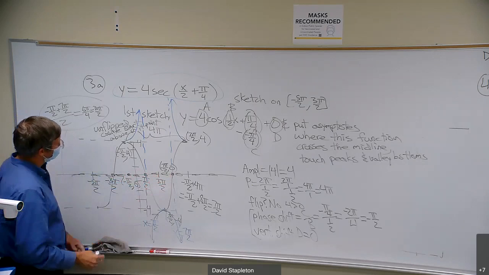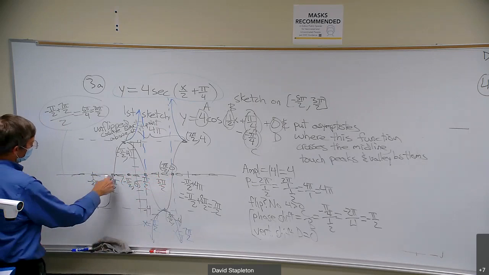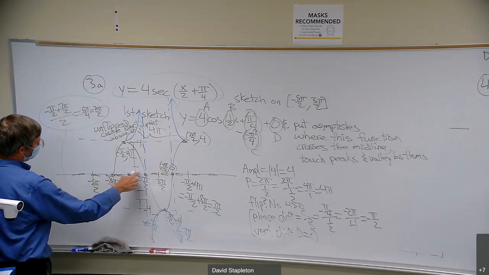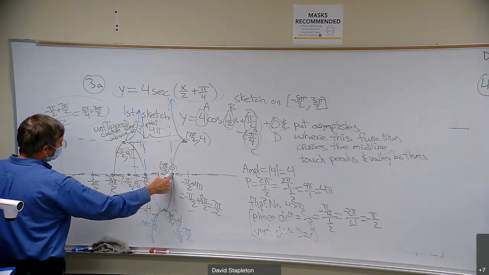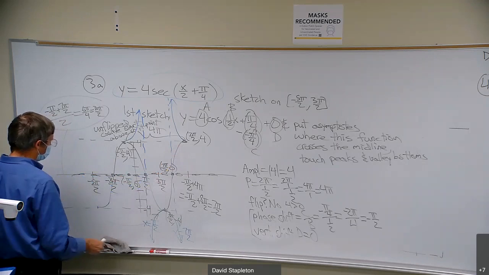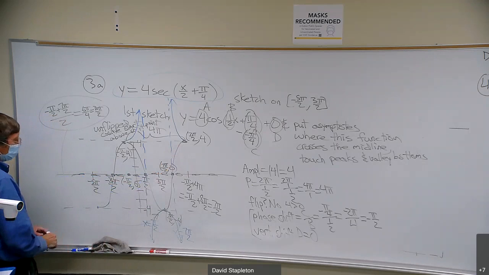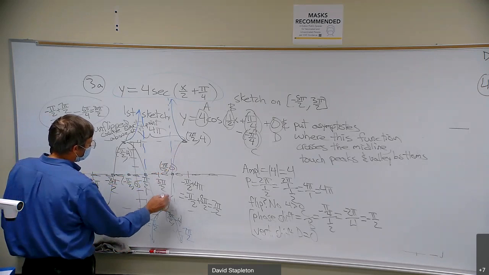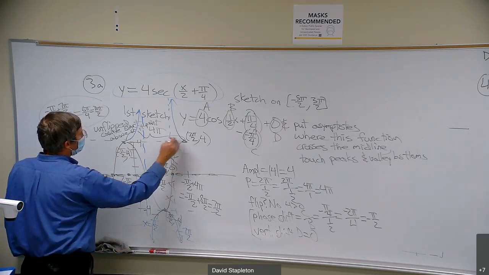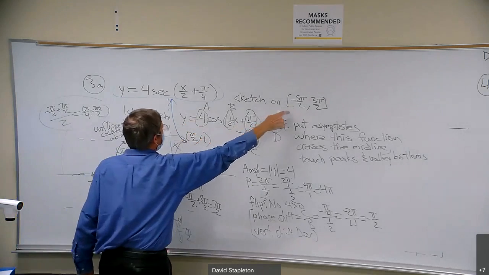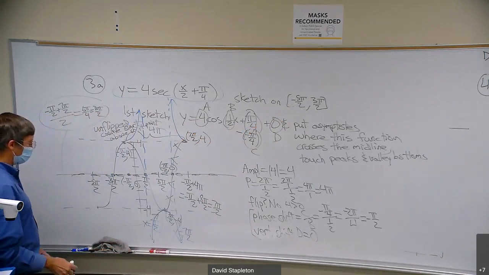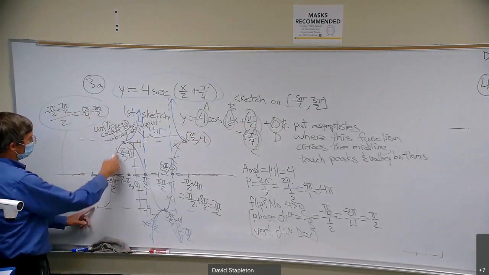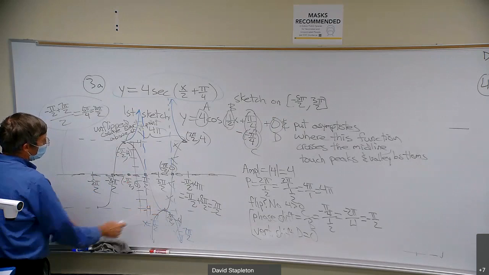It's just the same increment from the midline to the maximum, to the midline, to the minimum, to the midline, to the maximum, each one is pi. So I can sketch the cosine now on minus 5 pi over 2 to 3 pi over 2, and I don't need the rest of this, because I just wanted to sketch on this interval. And now you notice that by doing that, I actually sketched one period from here to here.